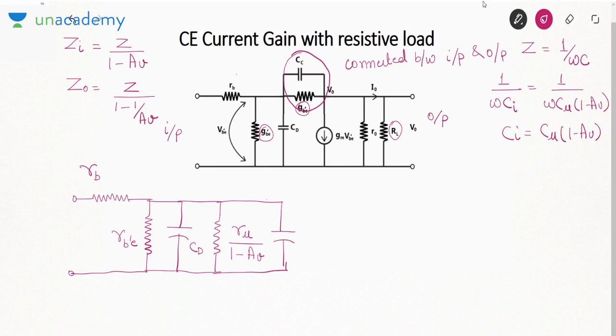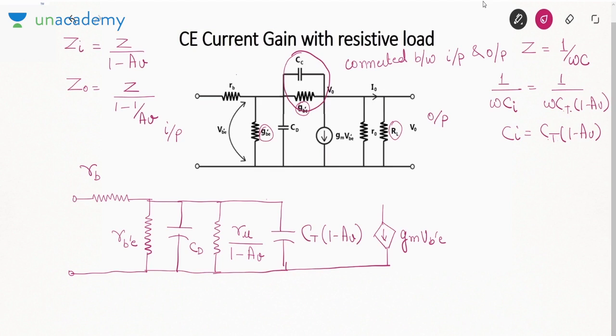C mu, or instead of mu you can write T, transition capacitance. So this capacitance here will be Ct into 1 minus AV. Resistance is divided by that factor, but since the impedance of a capacitor is reciprocal to the capacitance, this factor gets multiplied. Okay. Then we have the current source GmVb'e.